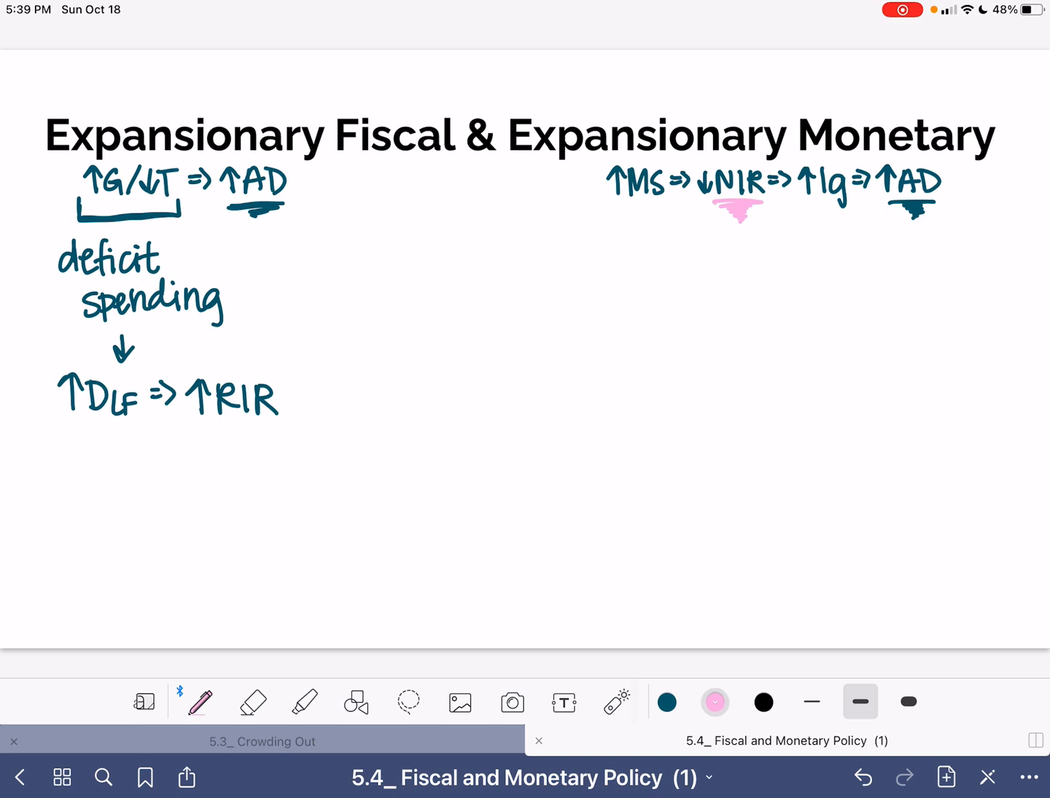So now we have conflicting interest rate changes. Monetary policy has our interest rate decreasing, but fiscal policy has the interest rate increasing. So what's going to be the overall change to investment spending?